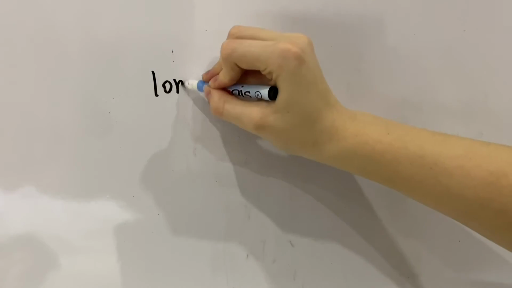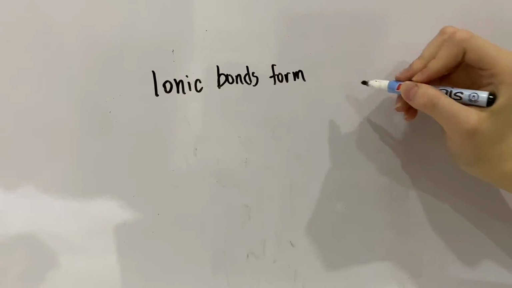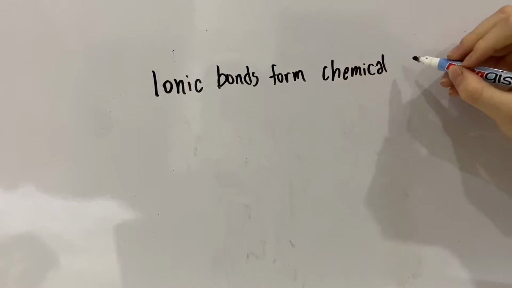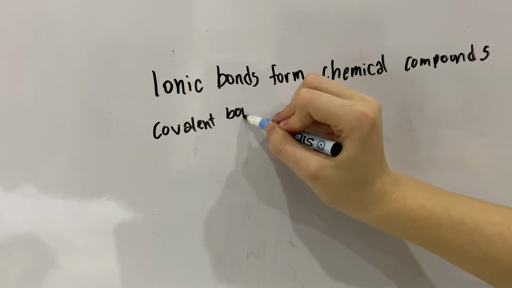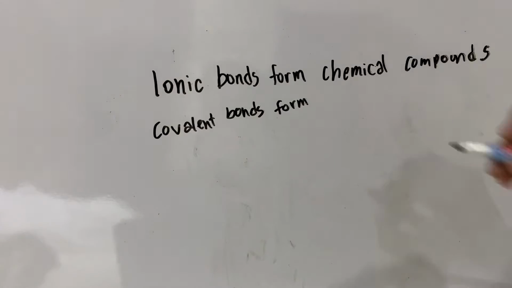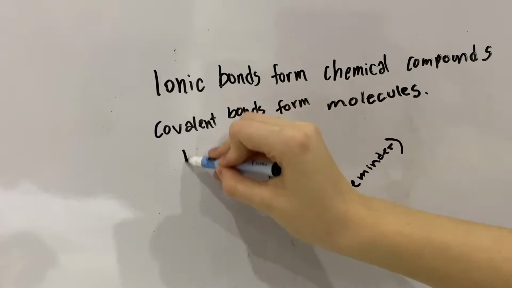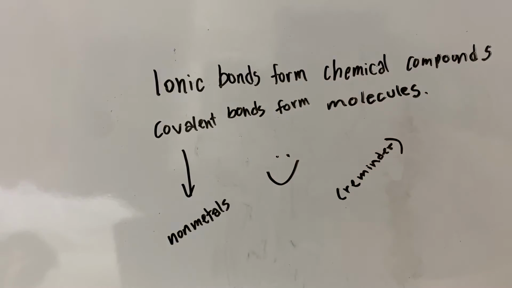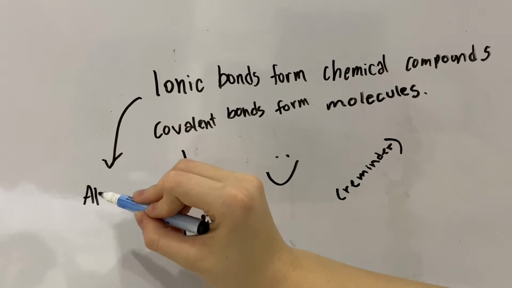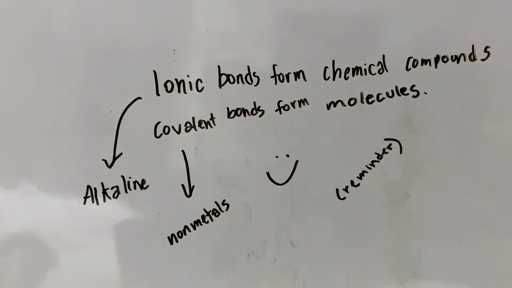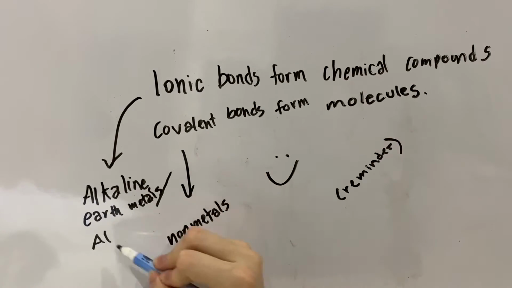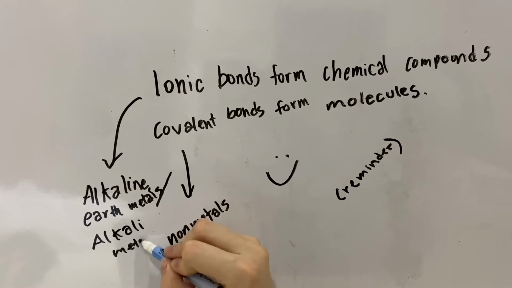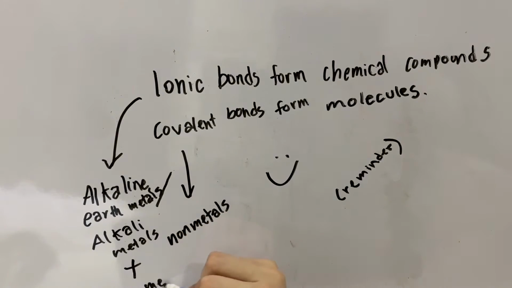Okay, so just as a little reminder, ionic bonds form chemical compounds and covalent bonds form molecules. So normally covalent molecules are made up of nonmetals with nonmetals, and ionic bonds are formed with alkaline earth metals or alkali metals combined with nonmetals.